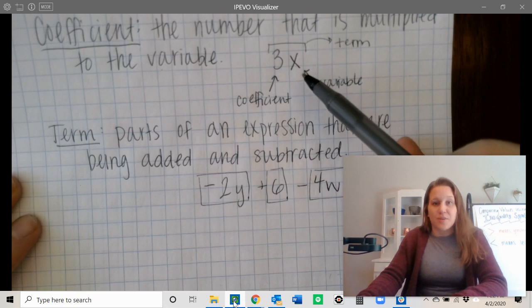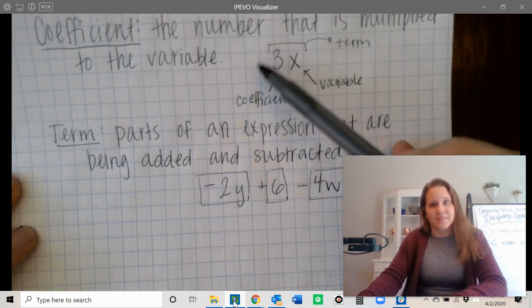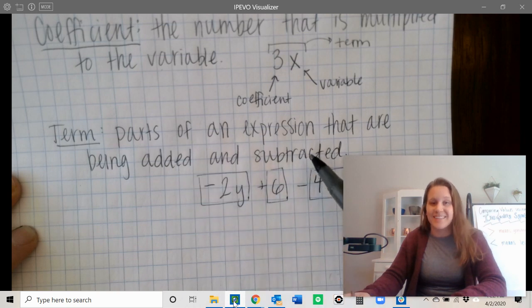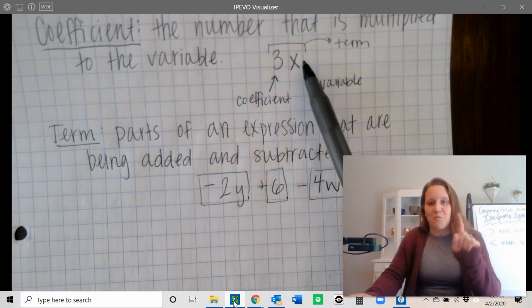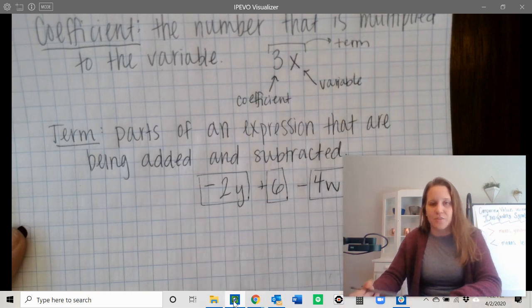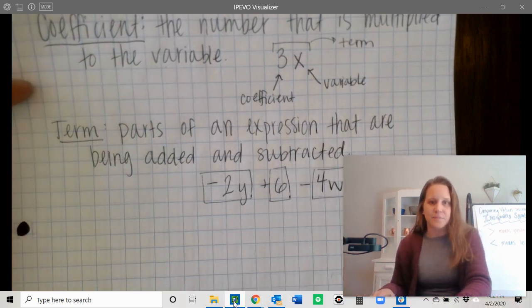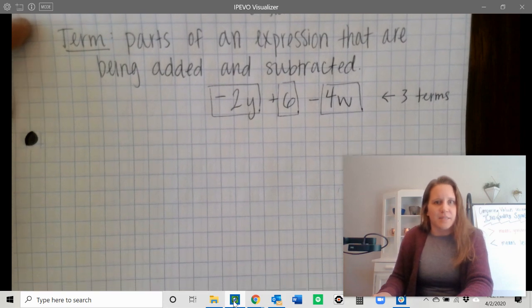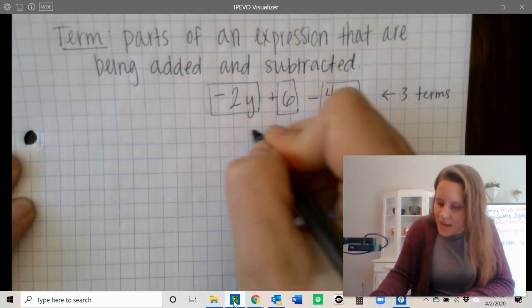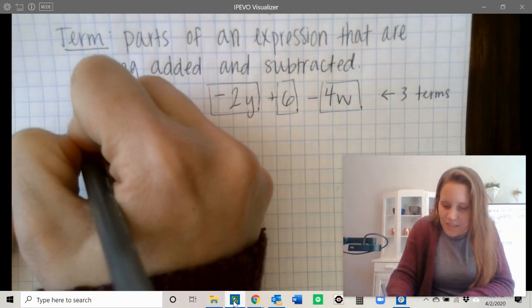In my other expression, I wrote 3x. How many terms are here? Remember, terms are parts of an expression that are being added and subtracted. This is only one term. There's nothing else being added or subtracted from it, just 3 times x or 3x. One term expression there. All right, and then the last vocab word that I want to write down is constant.